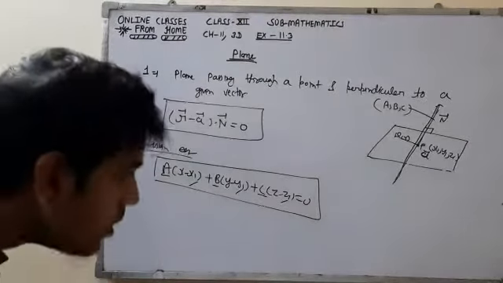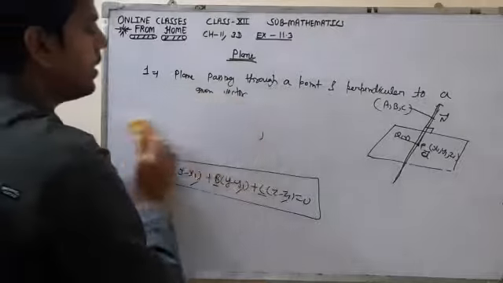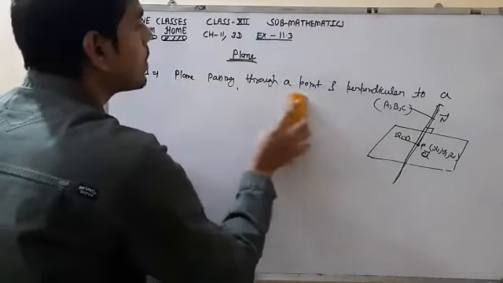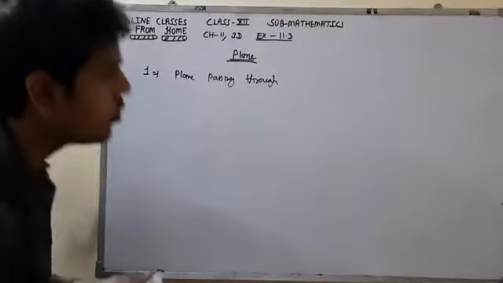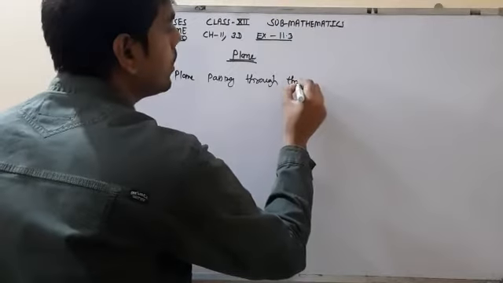Okay. Now the third form of the plane is the plane passing through three non-collinear points.